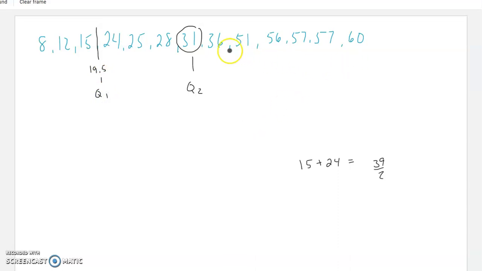All right, and then over here, again, same thing. Let's find the two numbers in the middle. That's going to be 56 and 57. And again, that should be pretty easy for us to see what number's in the middle of that. So the number in the middle of that is 56.5. Well, again, that's going to be Q3.